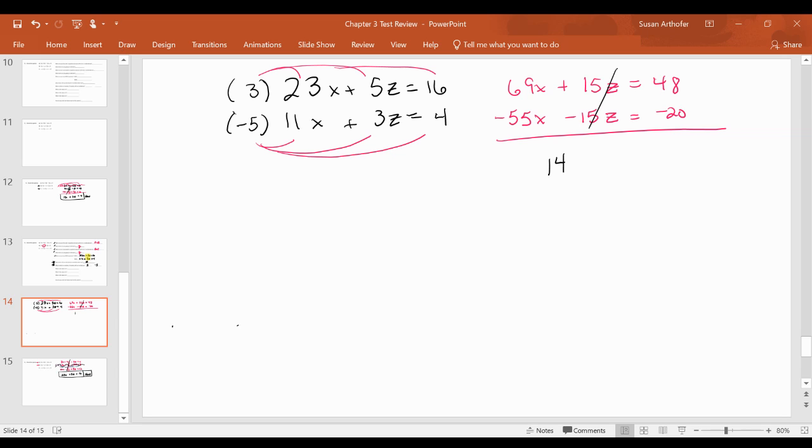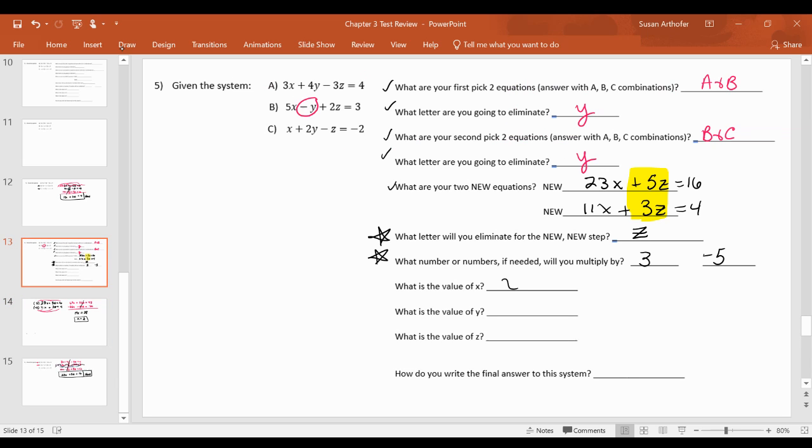This would be 14x is equal to positive 28. So your x would be equal to 2, because 14 times 2 is 28. So we got our first answer. The value of x is equal to 2.